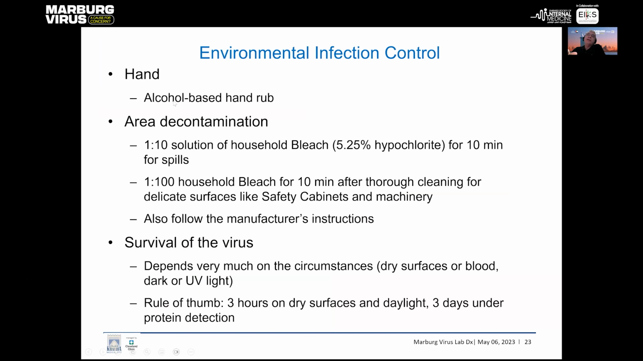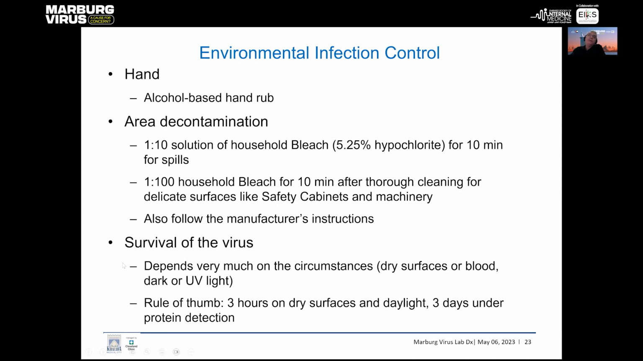Environmental, I just will mention this quickly because I think infection control has a different talk. Hand disinfection with an alcohol-based hand rub, decontamination with common household bleach in a 1 to 10 or 1 to 100 solution. It very much depends on the manufacturer's instructions because bleach is not always nice to delicate surfaces.